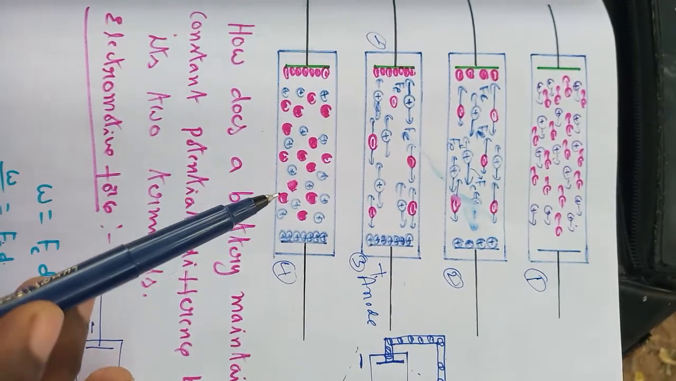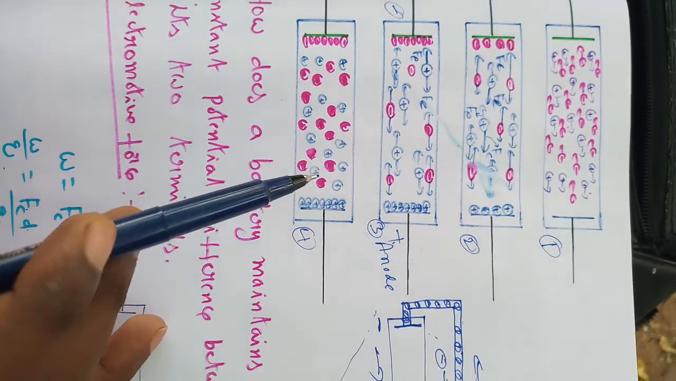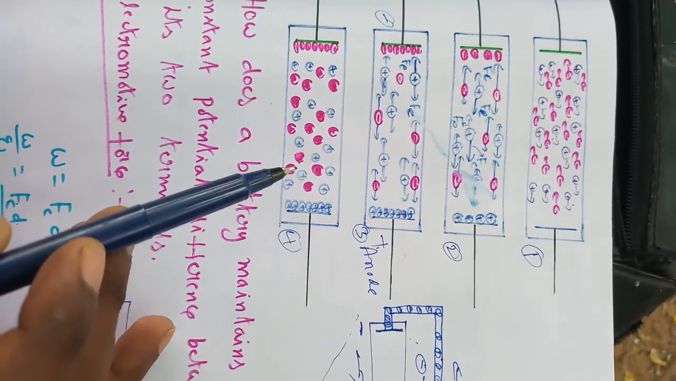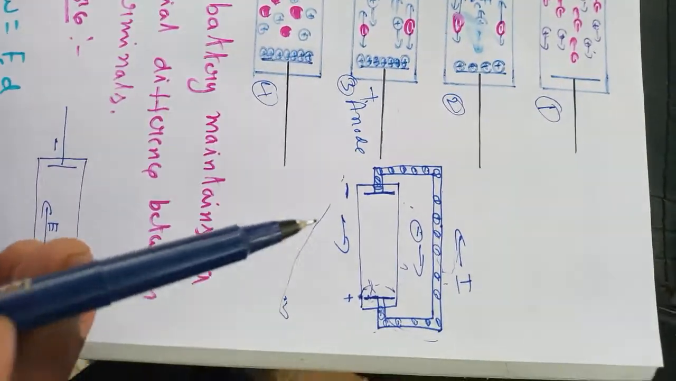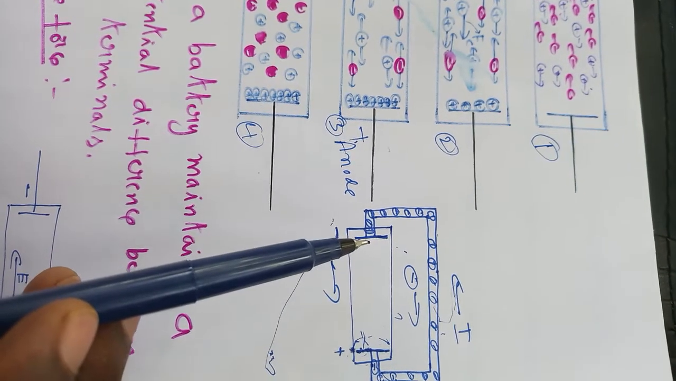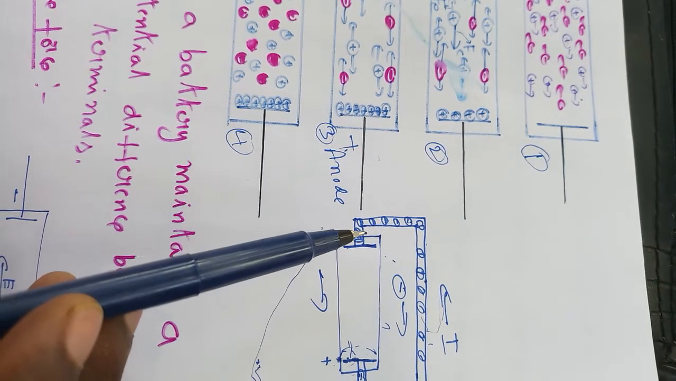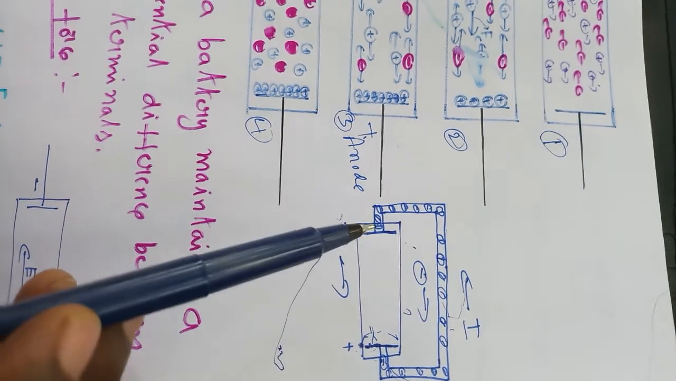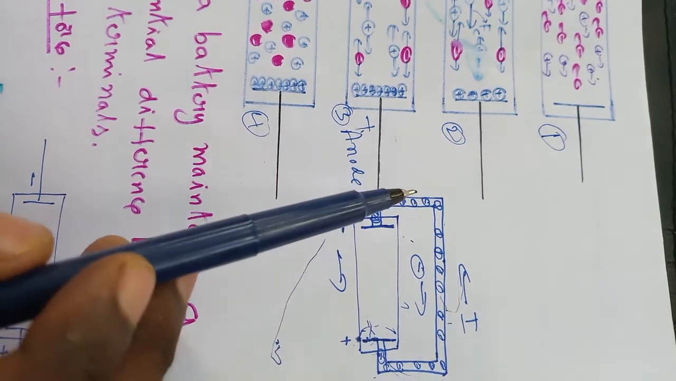Okay, this is the condition of a new battery. Now let's see what happens when we connect a battery in the external circuit. Here the two terminals of a battery are connected with the help of a conductor. See here, the two ends of a conductor are connected to the two terminals of a battery.